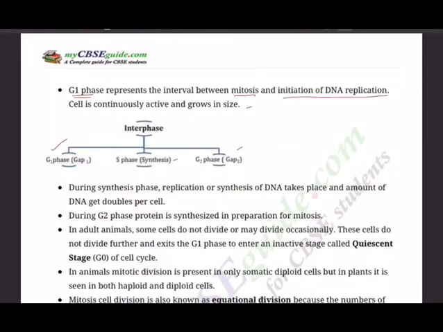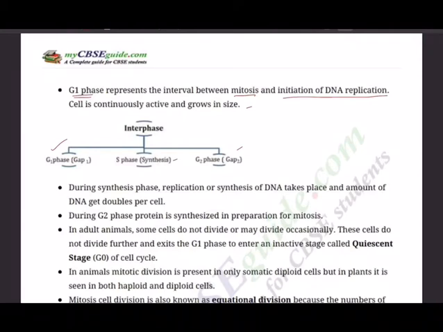Some cells such as nerve cells and erythrocytes, RBC, that do not divide further exit G1 phase to enter an inactive stage called G0 phase, also called the quiescent phase of the cell cycle. They remain metabolically active but no longer proliferate unless called upon to do so. This is the G1 phase.